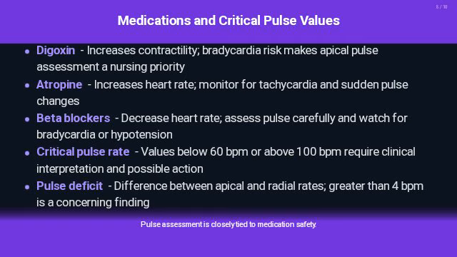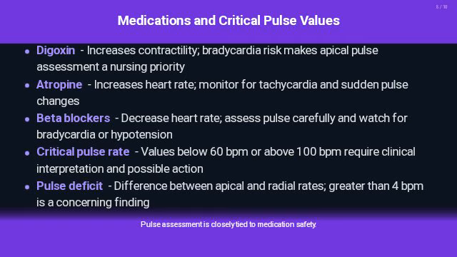Atropine has the opposite effect and increases heart rate, so monitor for tachycardia or rapid changes after administration. Beta blockers decrease heart rate and can also contribute to hypotension, so both radial and apical assessments may be relevant depending on the patient's condition. In general, pulse rates below 60 or above 100 beats per minute deserve careful interpretation in context.